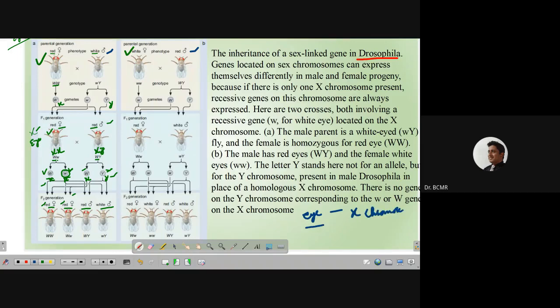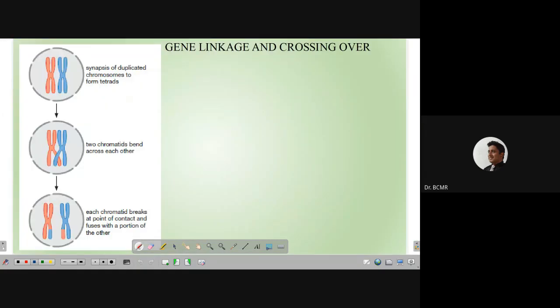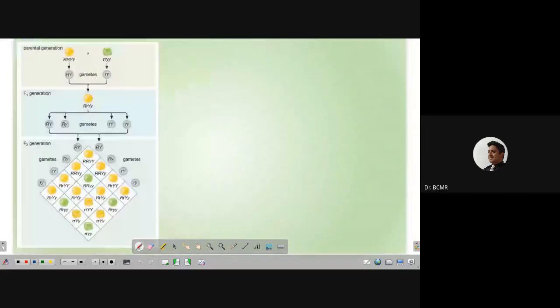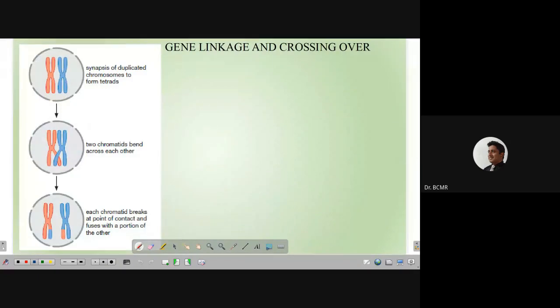Right? So there are several traits even in humans that are X-linked, and that we will discuss maybe in the next class. I'm unable to write properly. So in independent assortment that we have learned here, what we have learned is that the traits are assorting independent of each other. And the molecular basis for it is linkage, and the point is the crossing over.